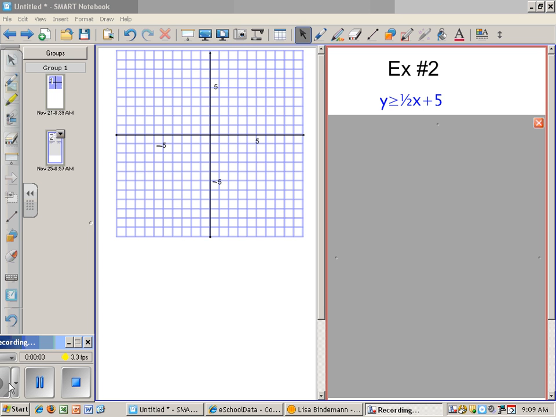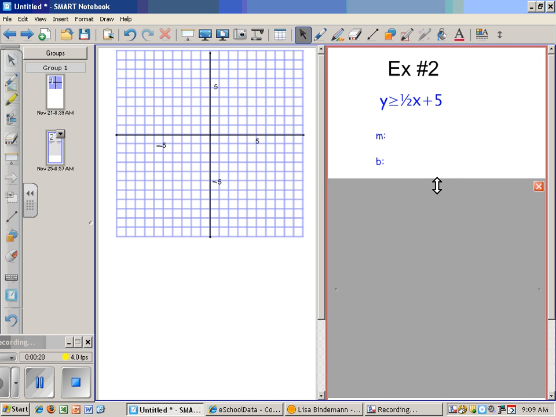Okay, for example number 2, you really should put it on the same page, page 34. That's why there's 2 graphs on that page. So jot down y is greater than or equal to 1/2 x plus 5. We're just going to go through the example together. Take a minute and see if you can find out what the slope is, the m, and what the y-intercept is, the b.